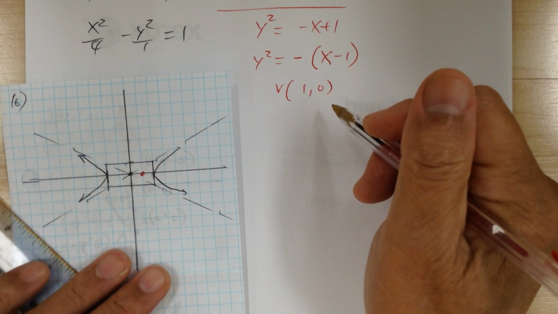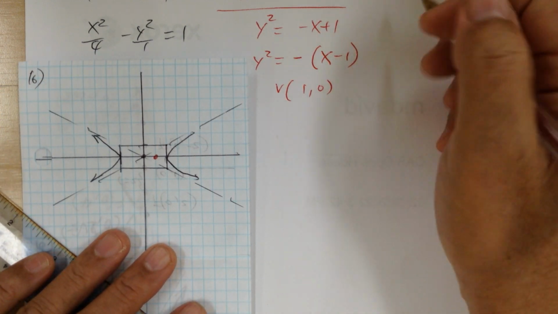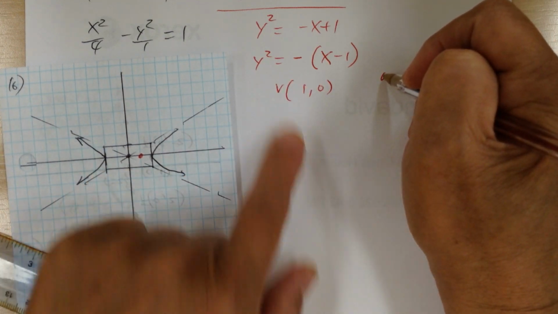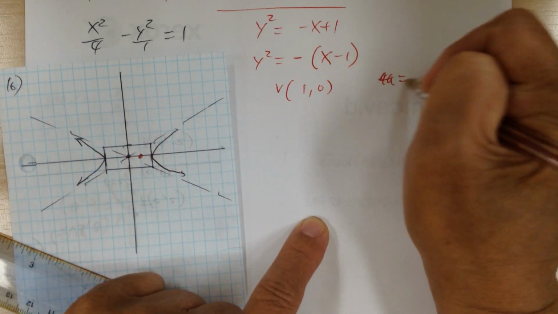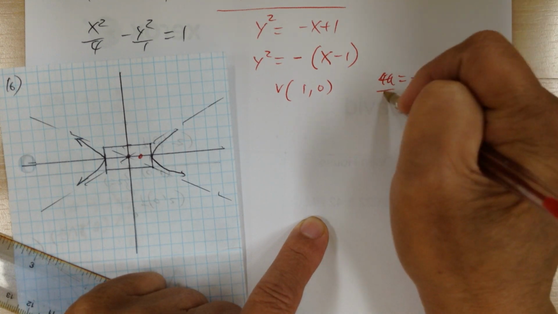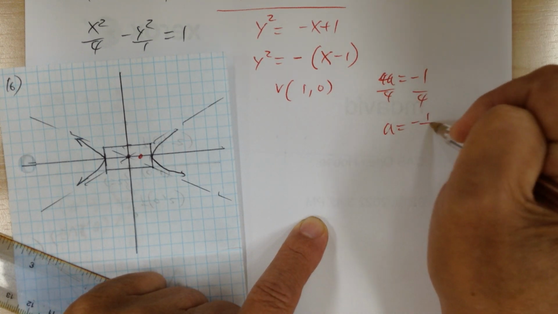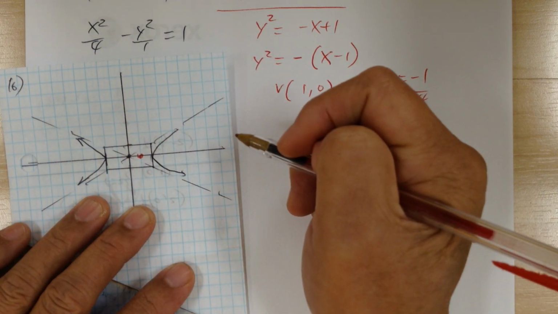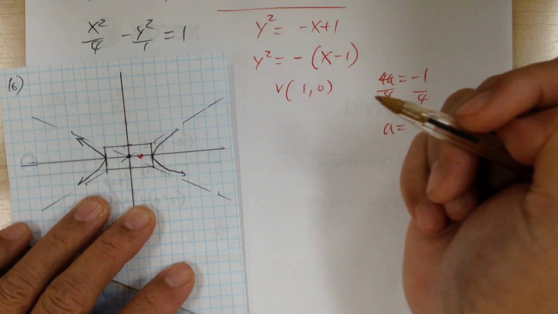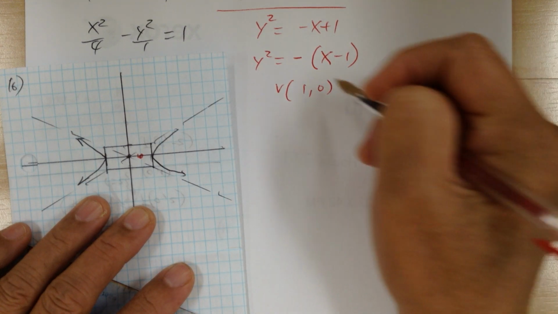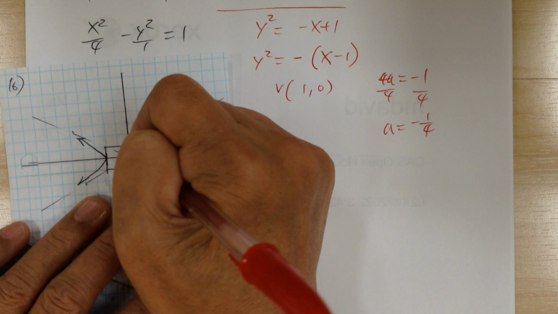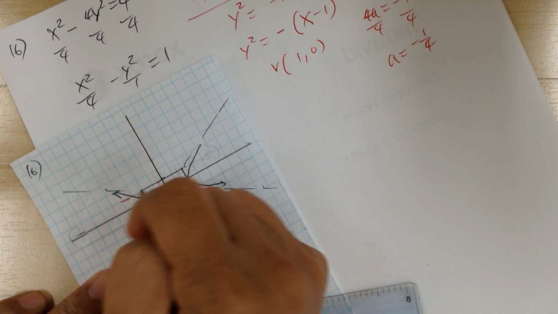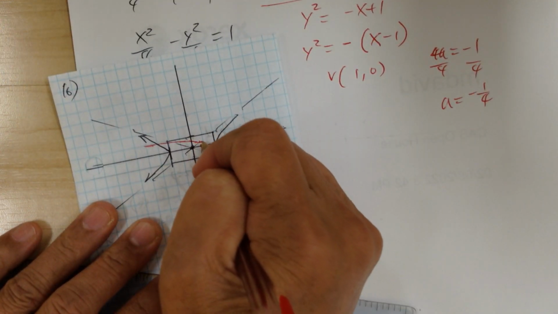And the focus: over here, 4a equals negative 1. Divide by 4 on both sides, so a equals negative 1 over 4. From here, go negative 1 over 4, which is right over here. And the opening, at the focus, is equal to 1, so you have to go half and half. Your graph is going to be very skinny. It's going to look something like this.